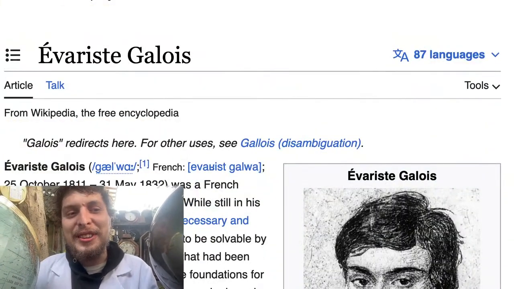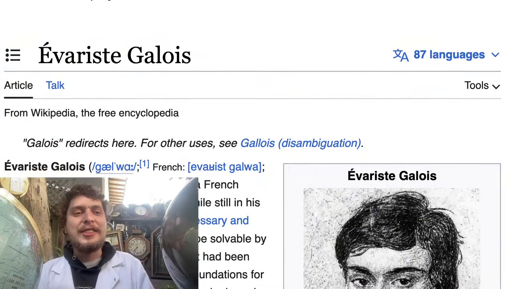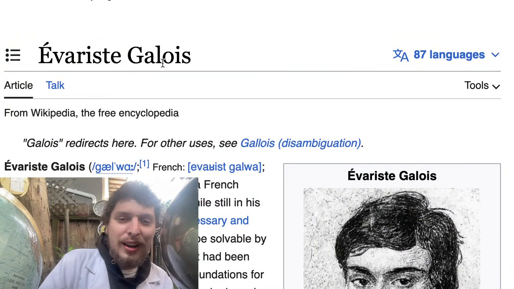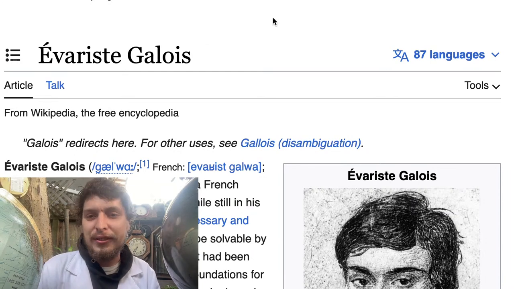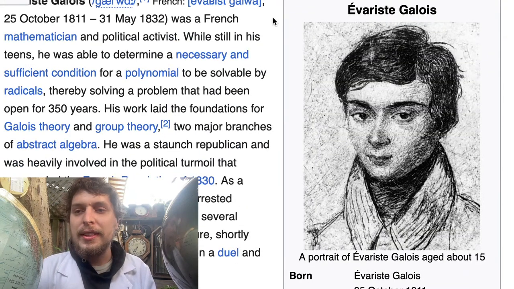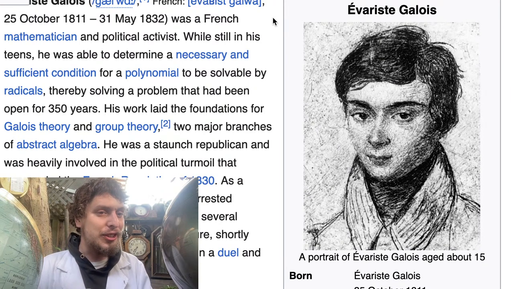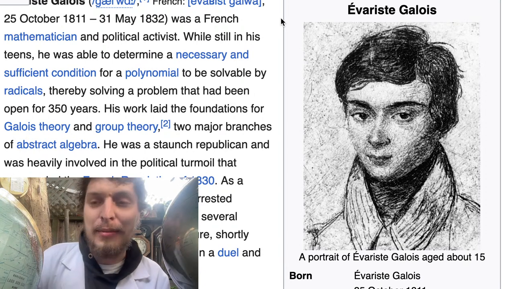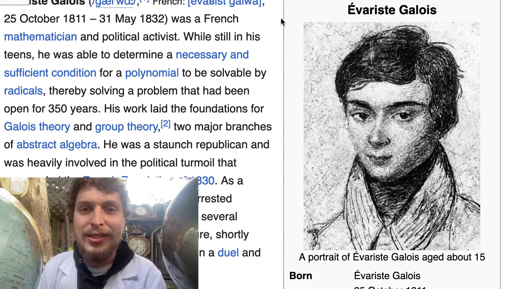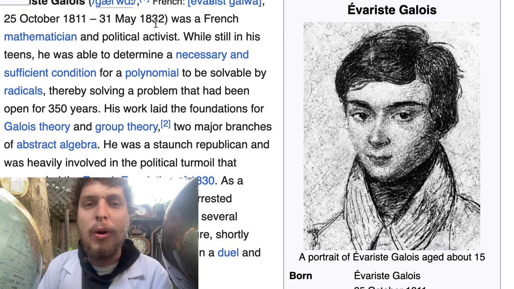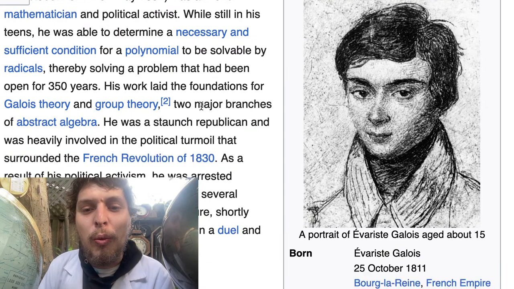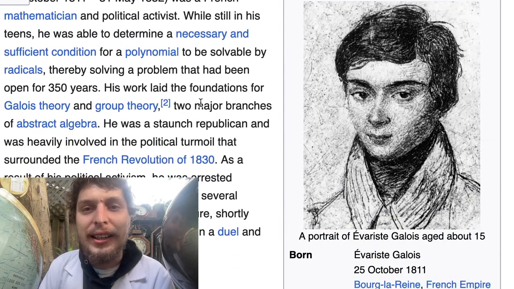Probably still butchering the pronunciation even when I try to know it, but Galois is somewhere around the pronunciation. Now, this guy in his early 20s died for reasons we'll get into, and by the time he died in his early 20s, looks like he was 21. Or was he 20? It looks like he was 20.